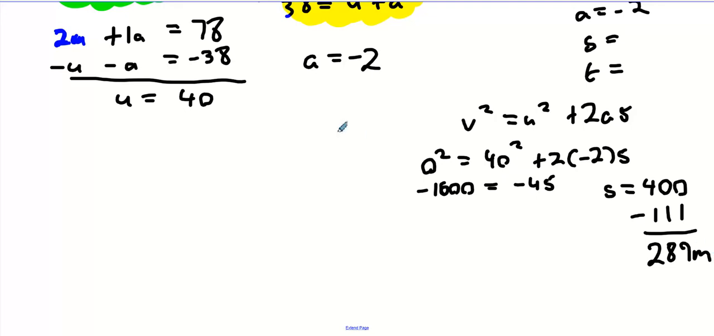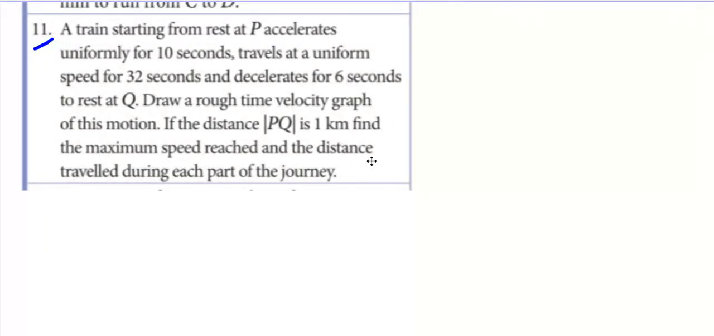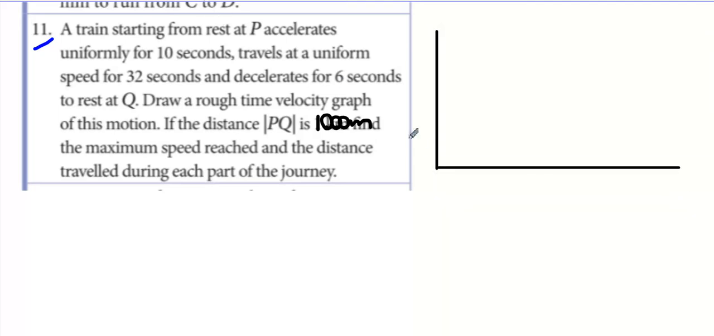All right. It's possible. Now, a train starting from P accelerates uniformly for 10 seconds, travels at uniform speed for 32, and decelerates for 6 to rest at Q. So we're going to do a velocity time graph. We're going to change this to 1,000 meters. Find the maximum speed reached and the distance travelled during each part of the journey. So let's begin. Draw an XY axis, velocity, time. I'll put down time because I usually end up using t somewhere along the route here.